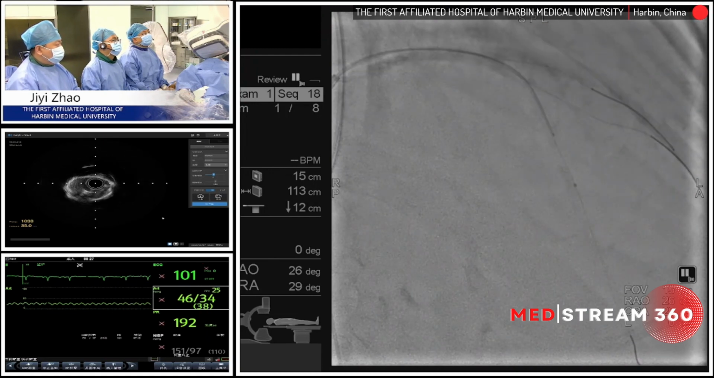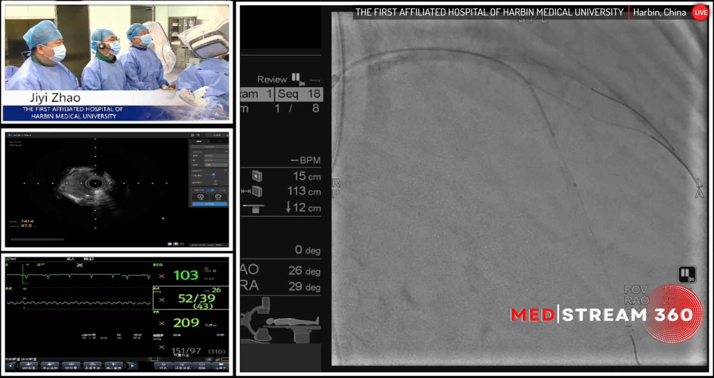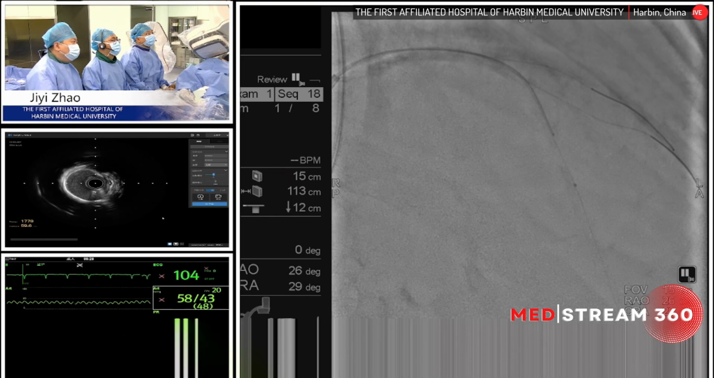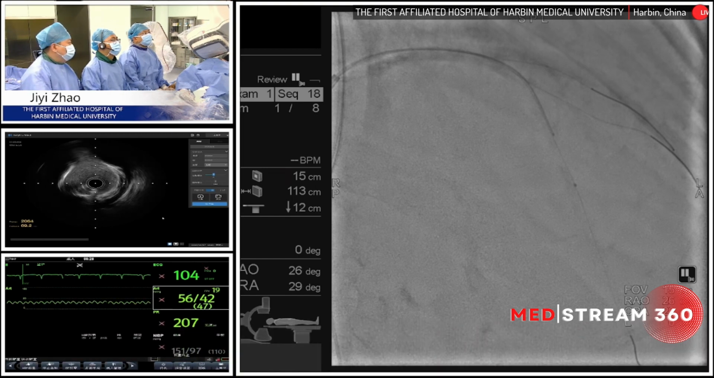Okay, we already see some crack, especially here. I think after the shockwave system, we already see some superficial crack in the calcification. I think this is a good sign for the stent expansion. And this is the proximal part of the LAD.